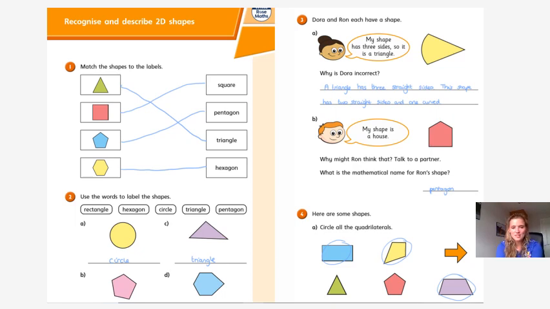For number 2, the first one, nice and easy, is a circle. B, if we count the sides, 1, 2, 3, 4, 5, it's a pentagon because it's a 5-sided shape. C is a triangle, and D is a 6-sided shape, so it is a hexagon.